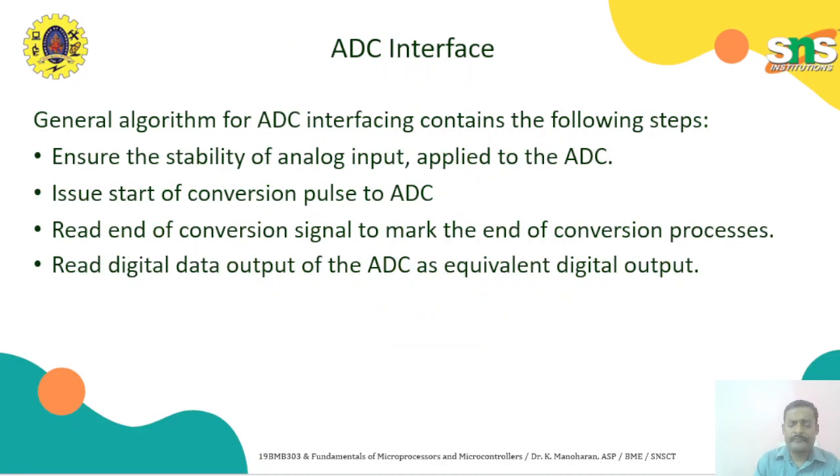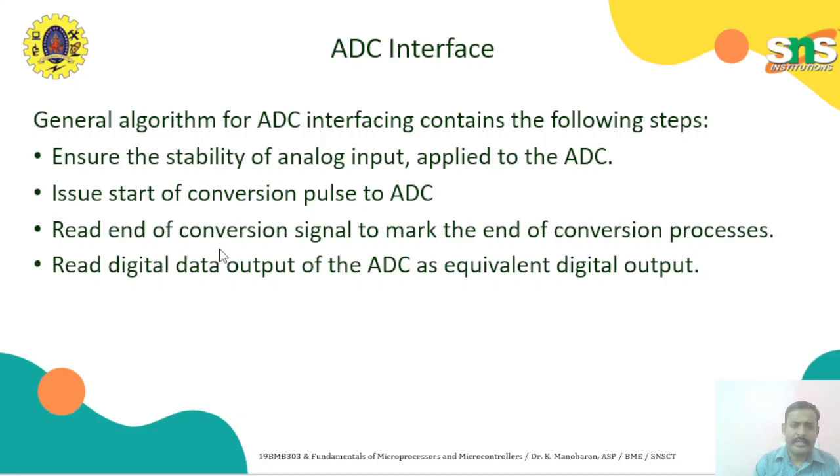So for the general algorithm for ADCs, we use two signals, EOC and SOC, that is start of conversion and end of conversion. Look at this. First, ensure the stability of the analog input applied to the ADC, because only if you have a stable input can the corresponding analog input be converted to digital. So first we need to wait for some time for the input to become stable. After that, we can give the SOC, the start of conversion pulse, to the ADC. Once the ADC receives the start of conversion, it starts converting the analog input present to digital.